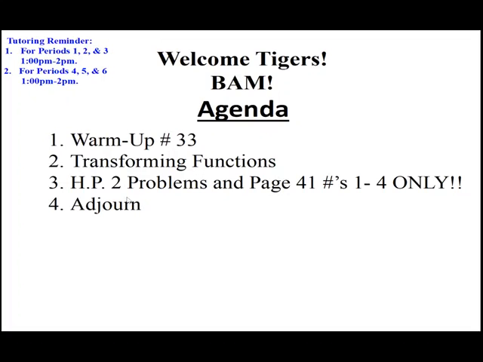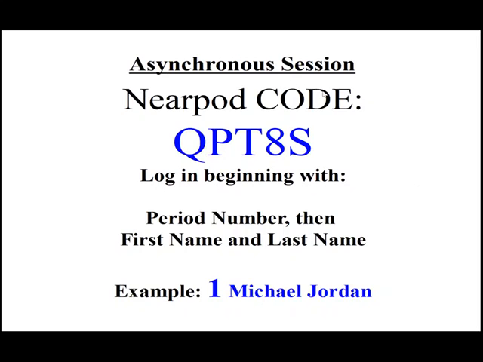And then we're moving on to our home play, which is, I'm going to give you 2 problems. They're going to be on the screen in a little bit. And also page 41, you're only doing numbers 1 through 4. Don't go beyond that, or else you're going to get confused. So once again, only 1 through 4 on page 41 from your book. And I'm going to give you 2 problems on the screen in a little bit. All right, from there, our Nearpod asynchronous code is QPT8S.